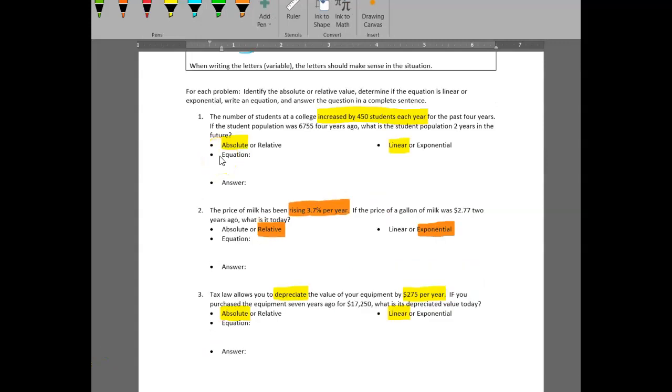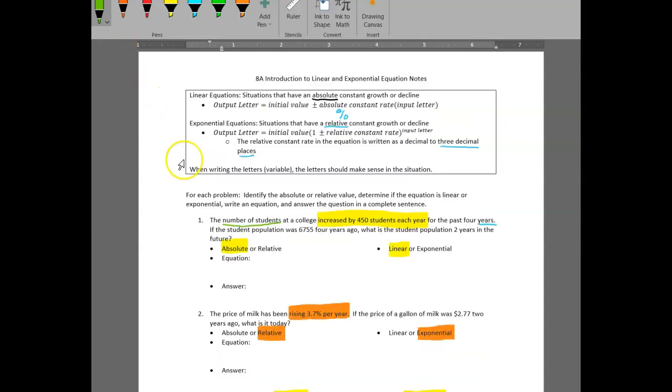So now we want to go back and write those equations. We have the number of students at a college increasing for the past 4 years. So we know that we're talking about years as an input. We know that the output is the number of students, because an output is always what you are looking for. What is your answer going to be in terms of? So for my equation, I need an output letter.